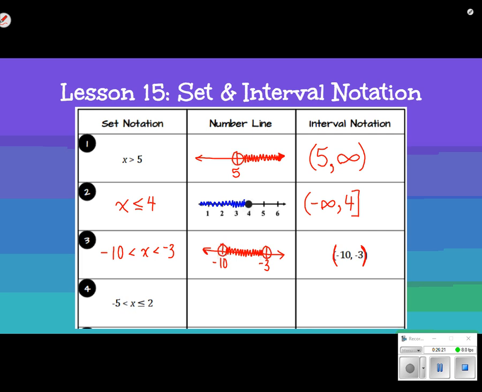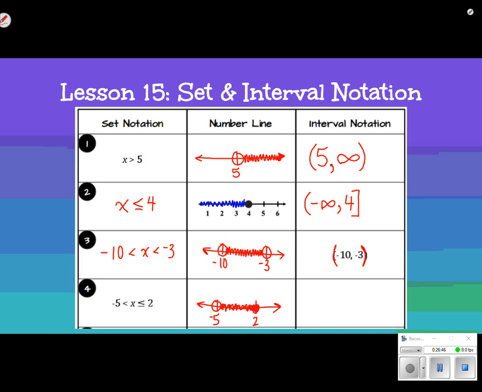All right, let's look at 4. Number line. -5 is on the left, 2 is on the right. -5 looks like it has an open circle, 2 has a closed circle, and then x is between those two, so our answers are between those two numbers. So those are our two endpoints.